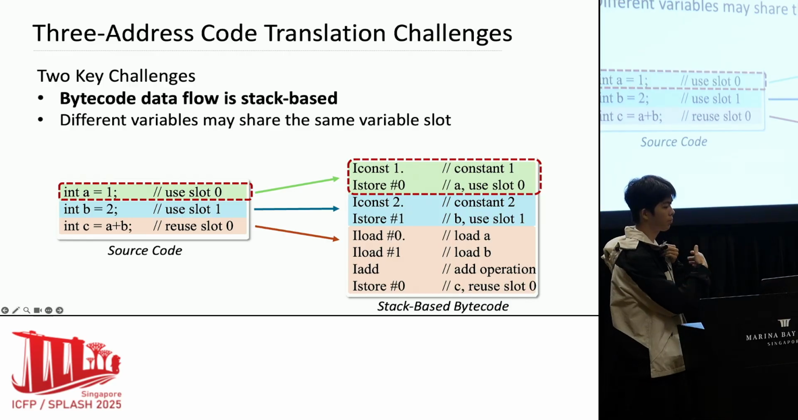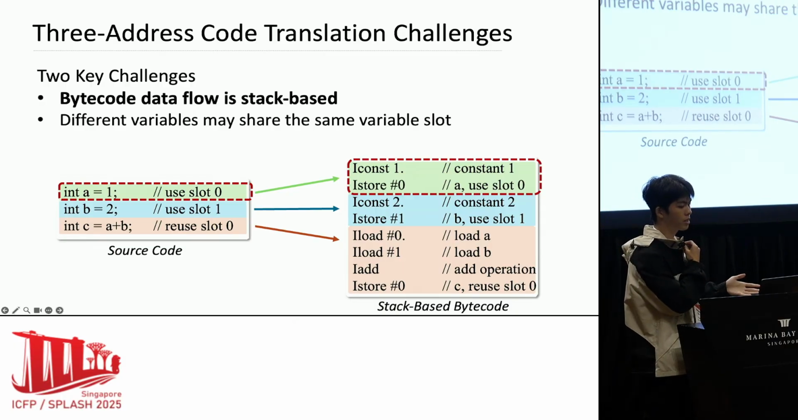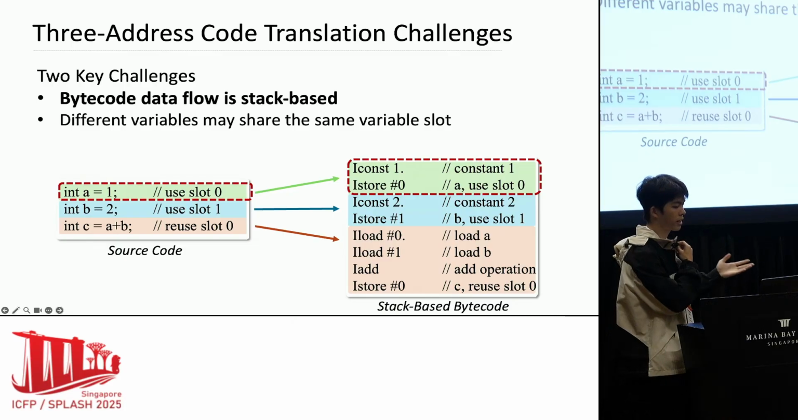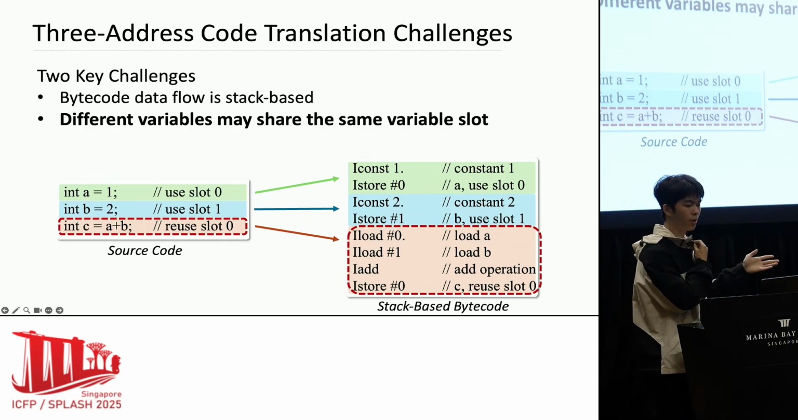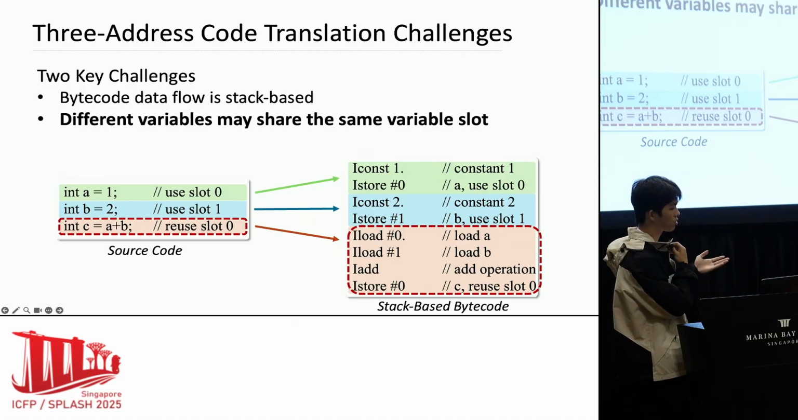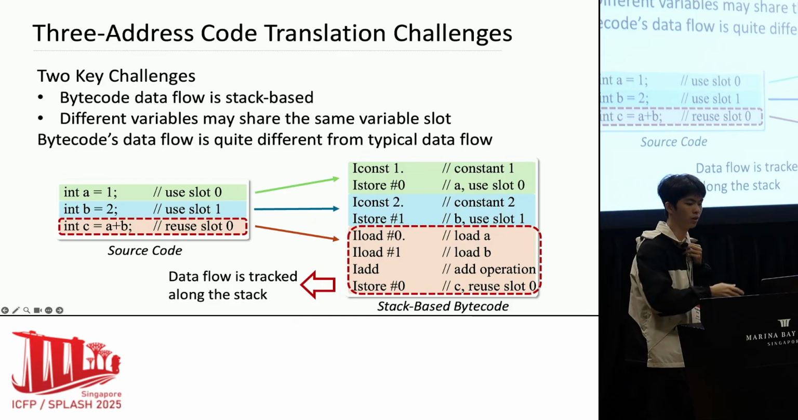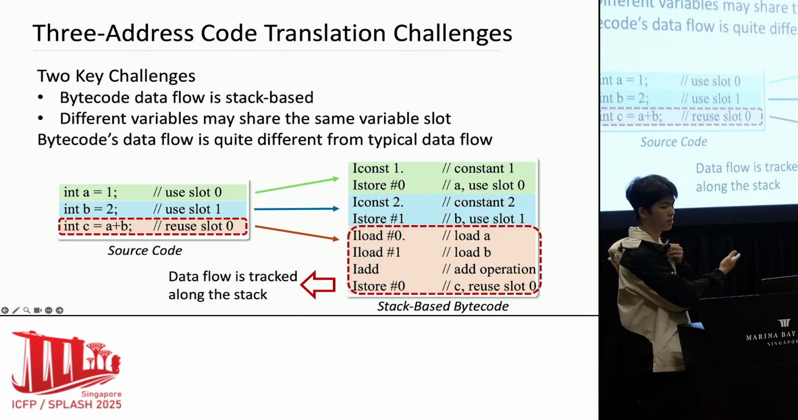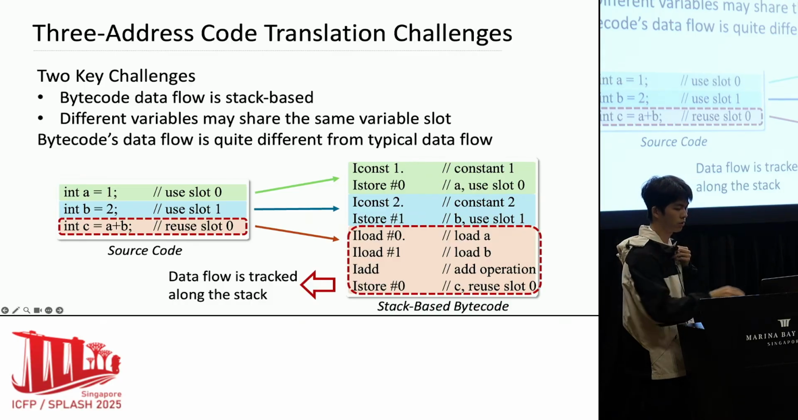The first is that the bytecode data flow is stack-based. For example, the statement a equals 1 means push the constant 1 onto the stack and then pop it from the stack to store it in the slot 0 corresponding to variable a. And the second is that different variables may share the same variable slots. For example, when computing the variable c, it may reuse the same slot that variable a used. This makes its data flow quite different from the typical data flow. We can't directly get the value of variable c from the bytecode. We have to follow the stack to check the data flow.